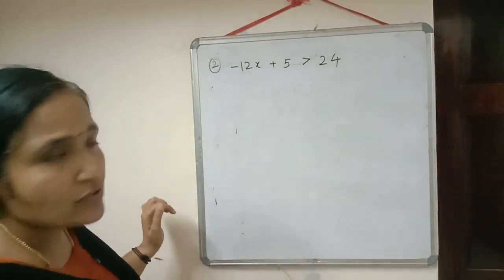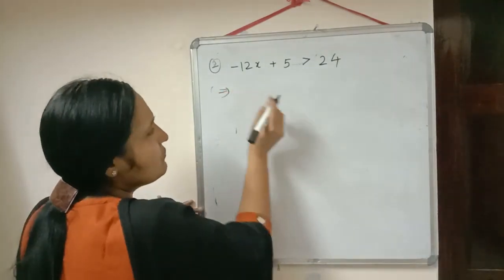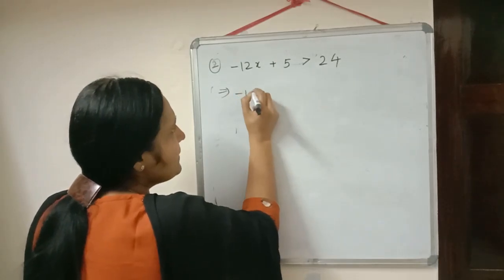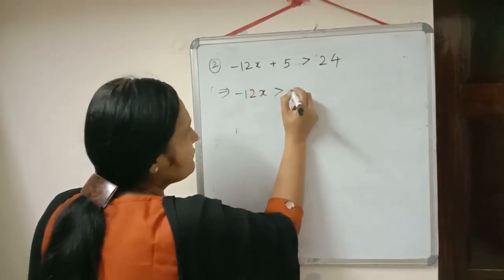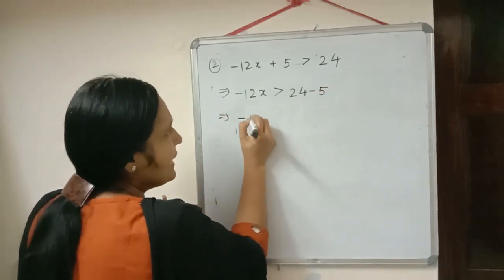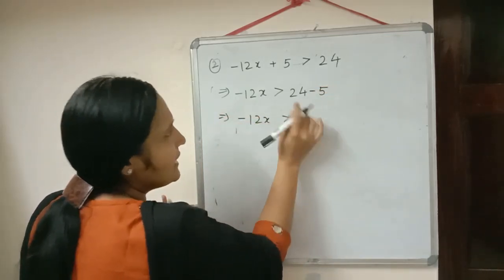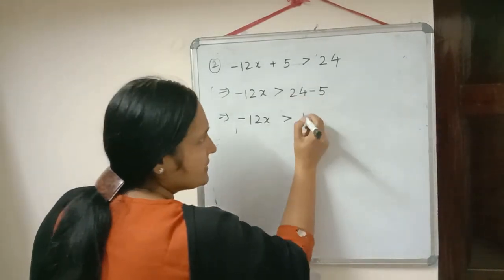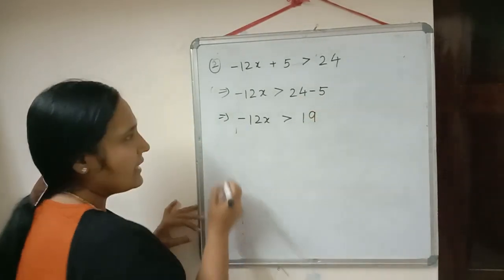So again, first we can solve this one. Okay, now what we will do, first we will shift that 5 to the right hand side. So plus 5 will become minus 5. So it will be equal to 24 minus 5. Then we will get minus 12x greater than 24 minus 5. Yes, 24 minus 5 is 19.